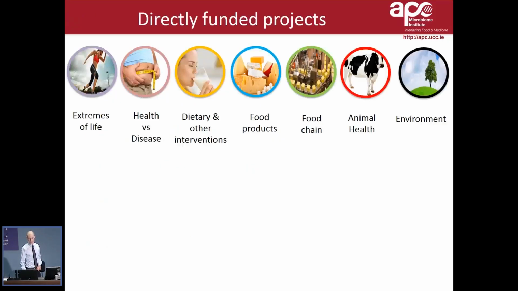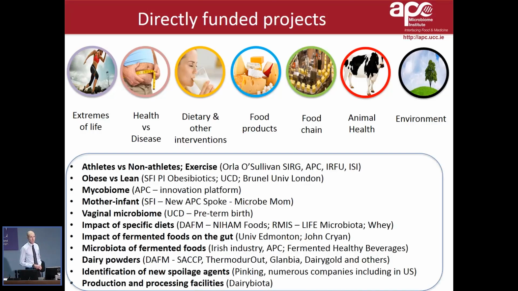So within Teagasc, within the APC, we do have a platform that focuses on characterizing the microbiology. I lead the DNA sequencing center, and the sort of things that we study there involve looking at the gut microbiota and how it differs from healthy versus disease, from people who are, for example, athletes versus non-athletes, and the impact of exercise on the microbiota. And my colleague Orla is going to talk about that in the next presentation. But we're interested in comparing people who are lean versus obese, the mycobiome, in other words, the fungal component of the microbiome, mother-infant relationships, the vaginal microbiome, and a broad variety of other things also.